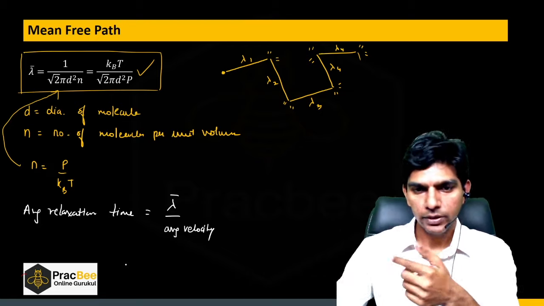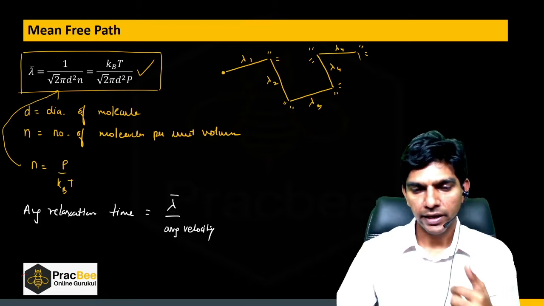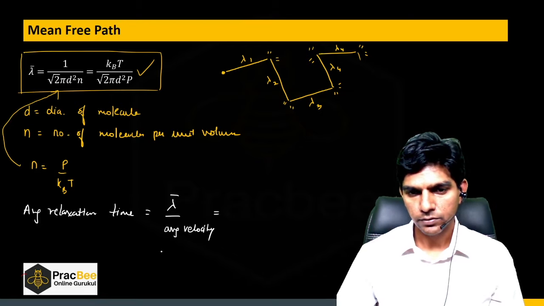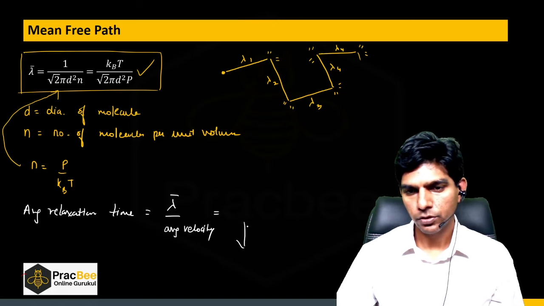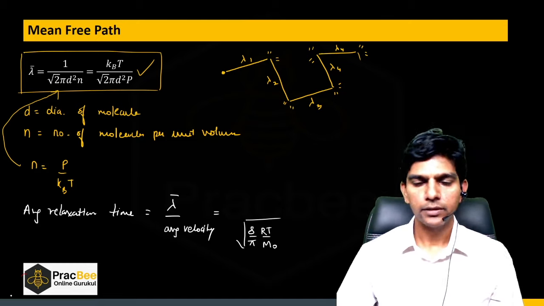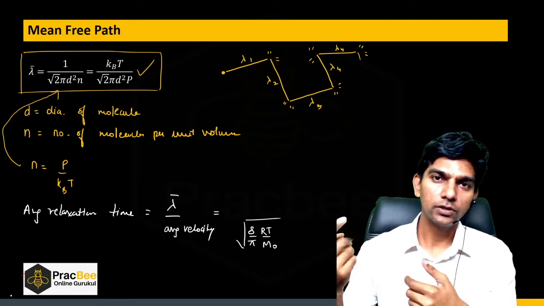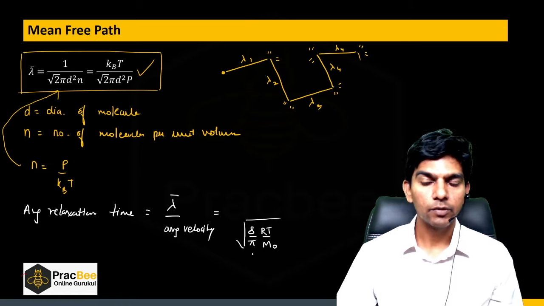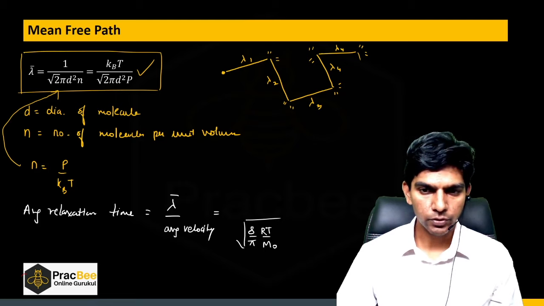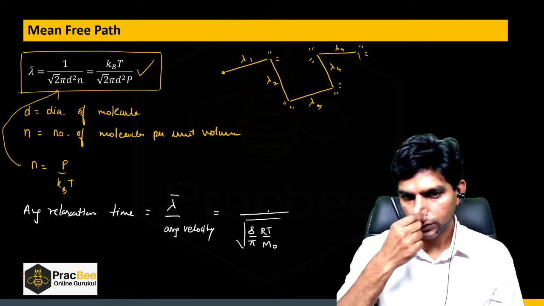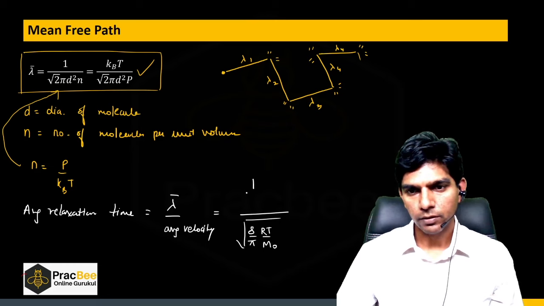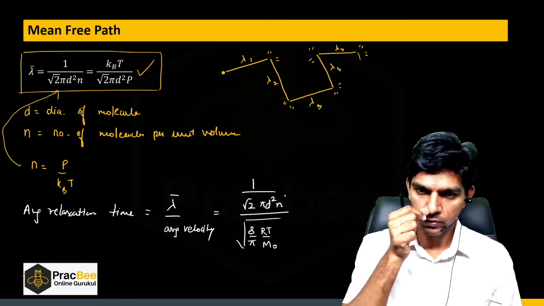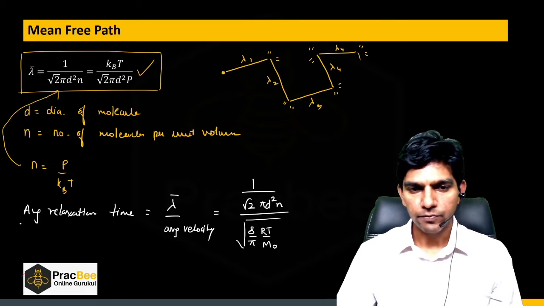We'll do the average velocity of a gas molecule in the later part. The average velocity is given by this formula: root of 8 by pi RT by m naught. For example, in case of root mean squared speed, the formula was root 3 RT by m naught. Here it is root 8 by pi RT by m naught. We'll do this in the later part of this video. And lambda is 1 upon root 2 pi d square n. Got it? Now, this is the average relaxation time.